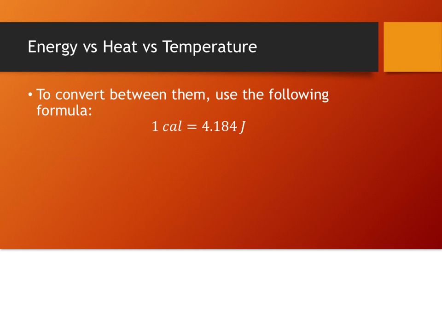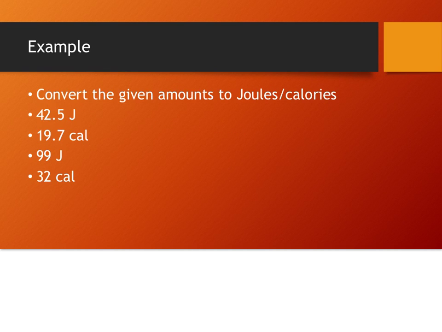Anyways, to convert between calories and joules, really this is all you got to know. 1 calorie is equal to 4.184 joules. So if you got joules, divide them by 4.184 to get calories. If you've got calories, multiply by 4.184. This is actually more of a conversion factor than a formula. Alright, to convert the given amounts to joules and calories, we will need that conversion factor I showed you. As before, I'll do the first one, give you some time to do the next 3, and then I'll work through the last ones with you.